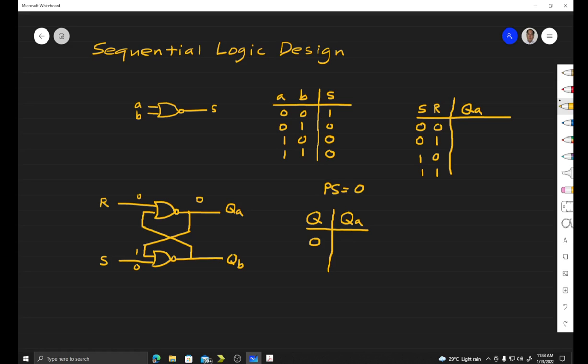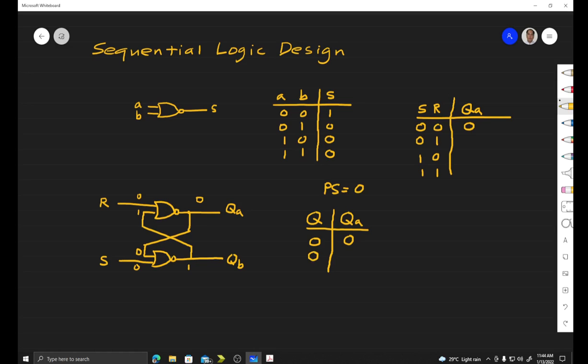So we all know that for input 1, 0, the output is 0. Then this is 0. So 0, 0 is 1. But first we analyze this one. So we have here present state 0, so this will be 0. So we have here 0, 0, so the output is 1. So this is 1, and we have here 0, 1. So therefore, our QA is 0. So our present state is 0.